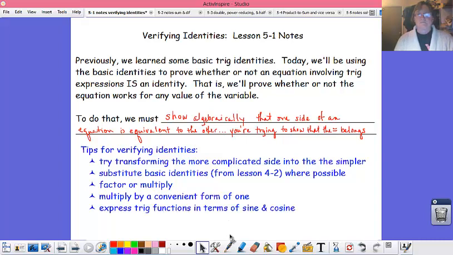We should, and this is one of my favorites, express trig functions in terms of sine and cosine. Those are the two basic building blocks. Every other trig expression can be written in terms of sine and cosine. Sometimes that's our best bet when we're trying to verify identities. Lastly, it's possible to combine fractions by adding or subtracting, that is, finding a common denominator and putting both over it. So you can see that we're going to be using lots of algebra strategies as we try and verify these trig identities.